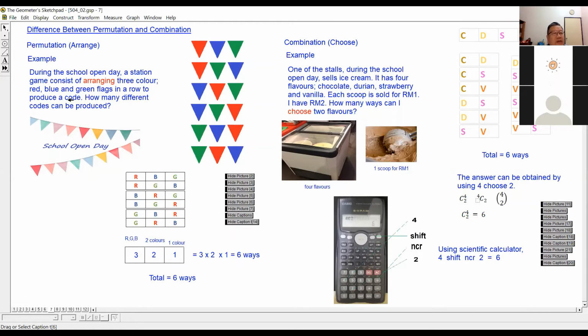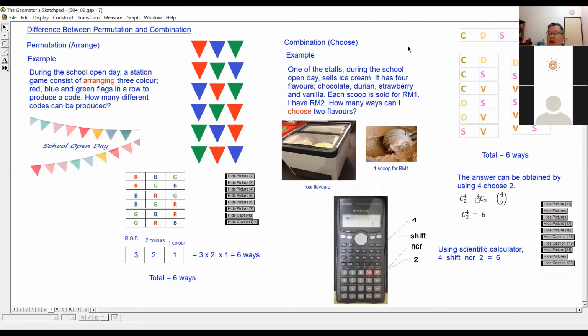Permutation is arrangement. So how to arrange the things? Let's say I have three colors, red, blue, and green. If you want to arrange them, you start with red, then you change it to blue and green, green and blue. Then you choose another color to start with, then you interchange the other two colors. In this way, with three colors, we have six ways of arranging them. This is known as permutation, which is actually arrangement.